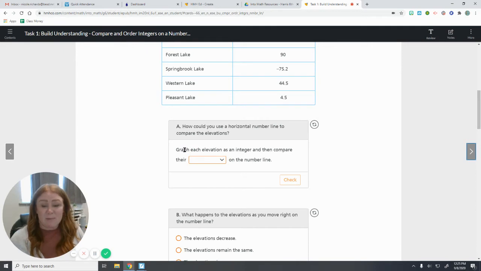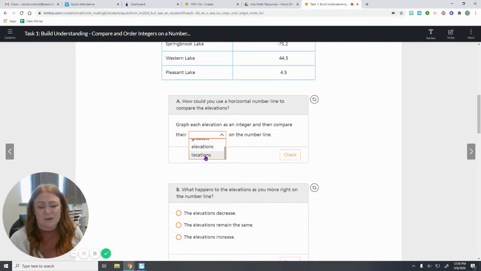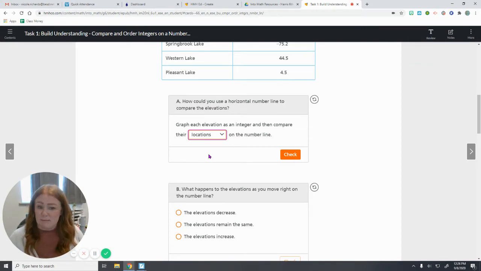So we just did that on a practice one. So first we graph each elevation and then we compare their locations on the number line. When we put those on a number line, we put them on a location on the number line. So we compare locations on the number line.